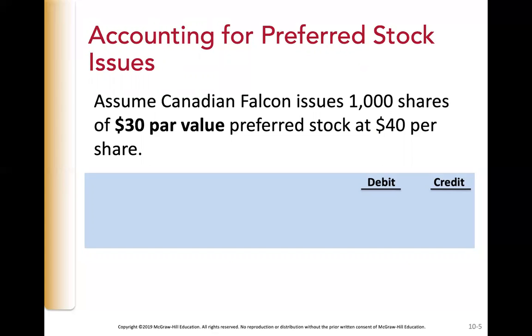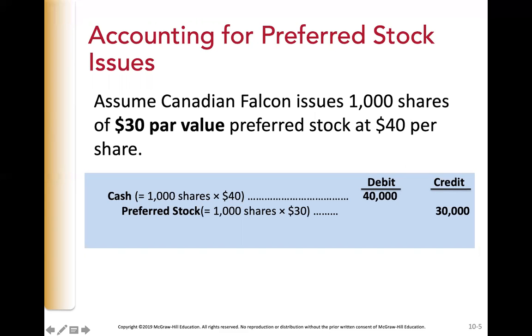So they issued 1,000 shares at $40 per share. They received $40,000 in cash. Next, we need to record our preferred stock account entry. So 1,000 shares at par value is $30,000. Notice this is going to preferred stock. We have two different accounts. We have common stock and we have preferred stock. We have to keep those separate.